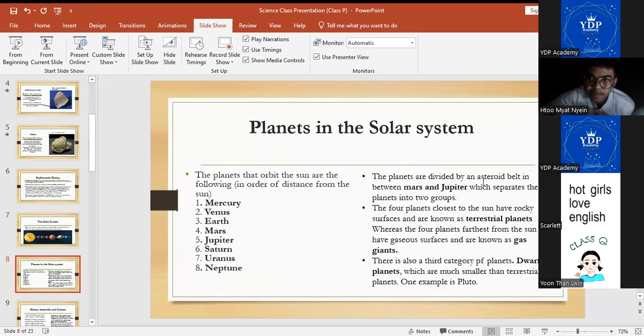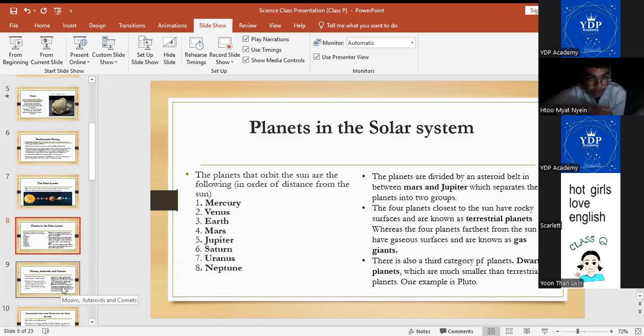The planets are divided by an asteroid belt in between Mars and Jupiter, which separates the planets into two groups. The four planets closest to the sun have rocky surfaces and are known as terrestrial planets, whereas the four planets farthest from the sun have gaseous surfaces and are known as gas giants. There's also a third category of planets, dwarf planets, which are much smaller than terrestrial planets. One example is Pluto, the ninth planet of the solar system.